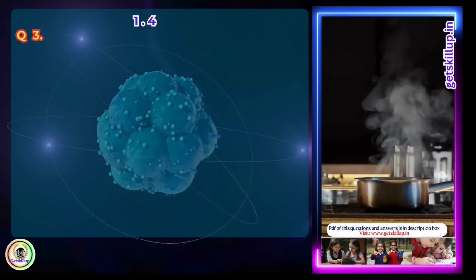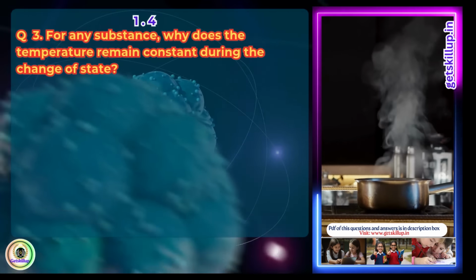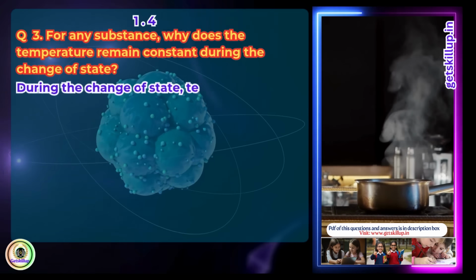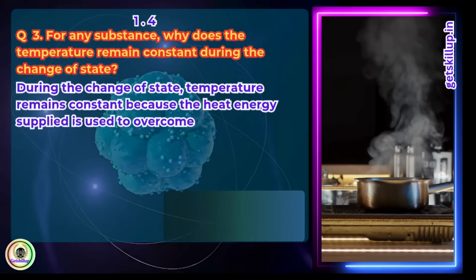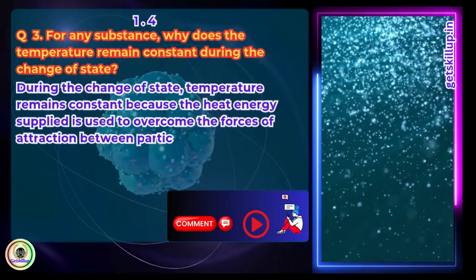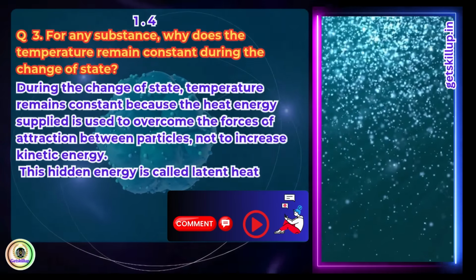Question 3. For any substance, why does the temperature remain constant during the change of state? Answer. During the change of state, temperature remains constant because the heat energy supplied is used to overcome the force of attraction between particles, not to increase kinetic energy. This hidden energy is called latent heat.